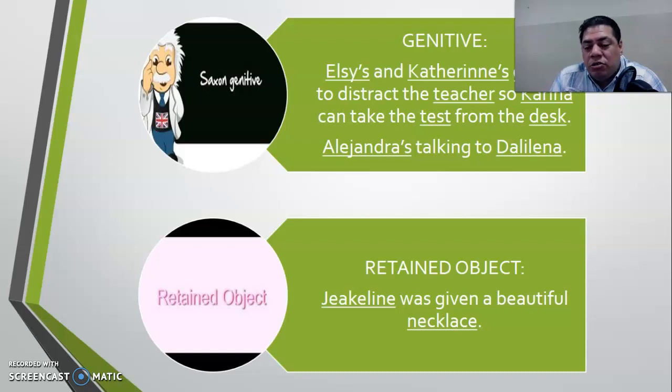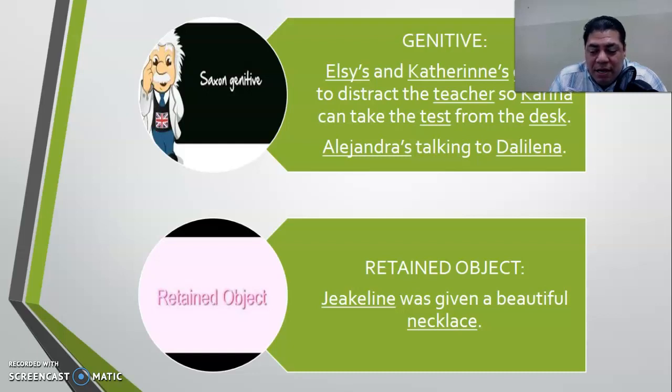Alejandra's talking to Dalilena. Alejandra's talking to Dalilena. If you say Alejandra's genitive, you're making a mistake. Because in that case, what we are doing is to contract Alejandra and verb to be. Alejandra is talking to Dalilena. So in this case, we say that Alejandra is actually the subject of the sentence. That's a subject. And Dalilena will be the object of the preposition to.